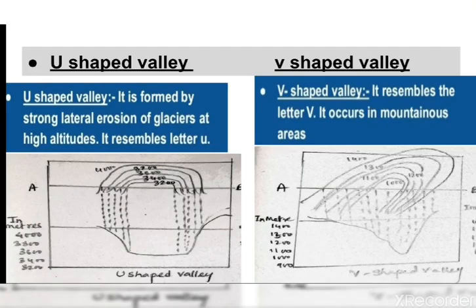Next, U-shaped valley and V-shaped valley. In the U-shaped valley you will write it is formed by strong lateral erosion of glaciers at high altitude. It resembles the letter U, and in the V-shaped you will write it resembles the letter V. It occurs in the mountainous areas, and with this diagram.